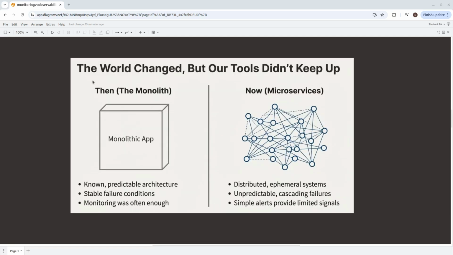In the world of monolithic apps, monitoring was enough. You knew the architecture. Alerts were predictable. But with microservices, serverless, distributed tracing, and ephemeral containers, failures are rarely obvious. You need visibility across the system, not just red alerts.